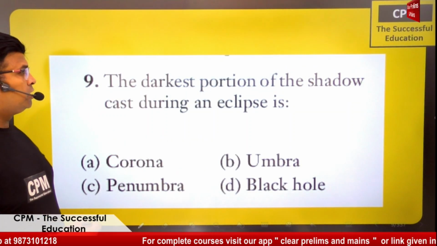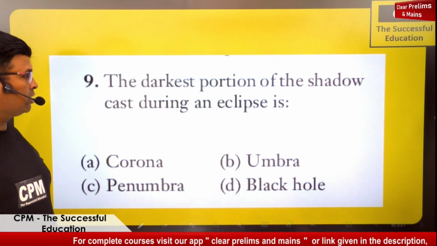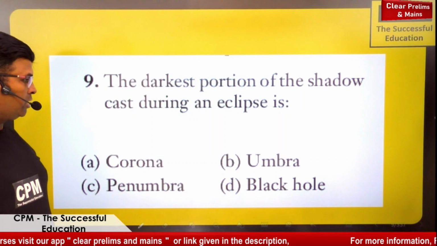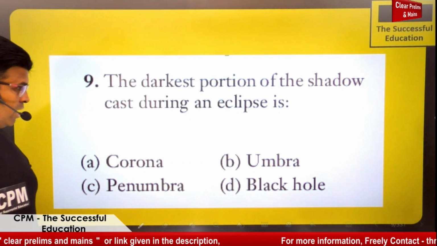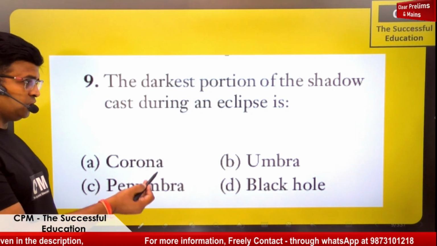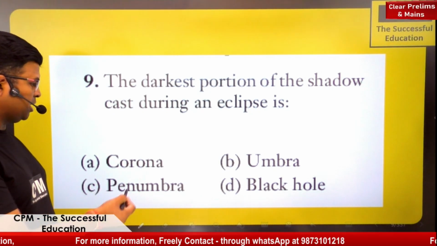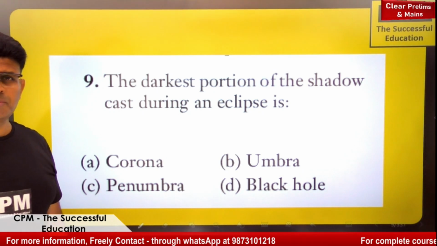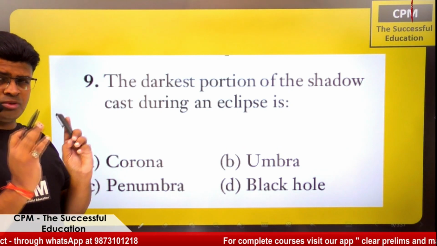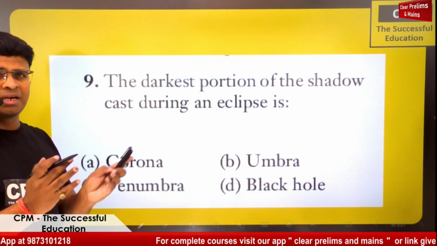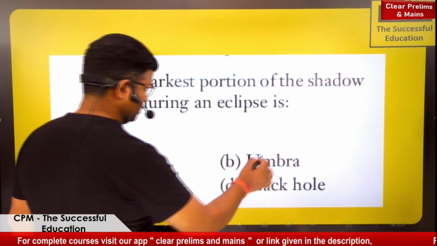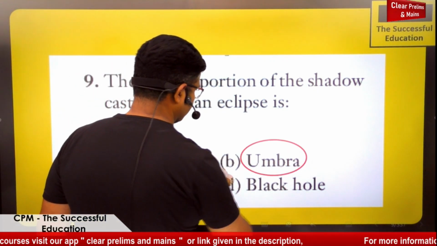Next question, the darkest portion of the shadow cast during an eclipse is: option A corona, option B umbra, C penumbra, D black hole. We just told you that during solar and lunar eclipses, the darkest portion of the shadow is the umbra. The correct option is umbra.